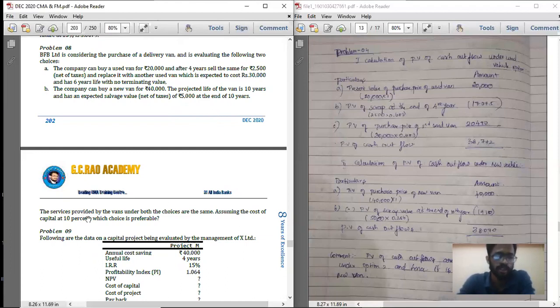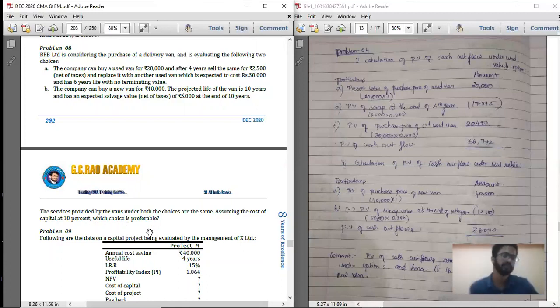So the services provided by the van under both the choices are the same. So whatever the service cost which you are doing, whatever the oil change, it will be the same for both the options. So you don't have to evaluate that service charges. Assuming the cost of capital is 10%. So they have given cost of capital 10%. So for calculating present value, you should use the present value factor at the rate of 10%.